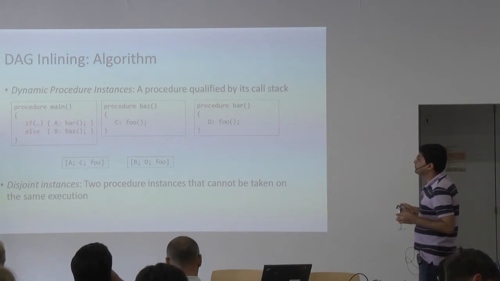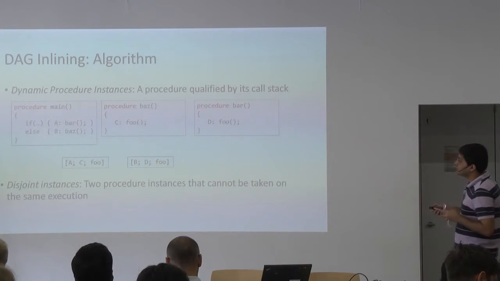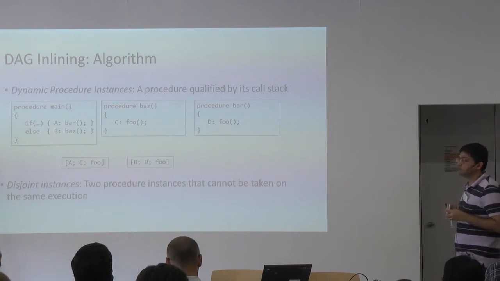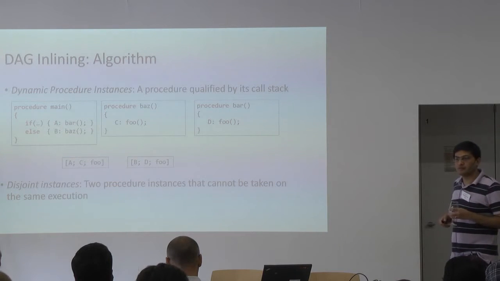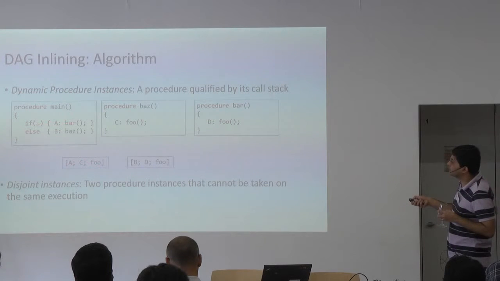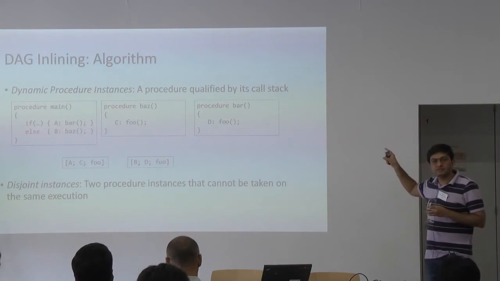By a dynamic procedure instance, I mean a procedure that is qualified by its call stack. So here I have three procedures: main, baz, bar, and main calls bar, bar calls foo, and so on. And so there are two dynamic instances of foo, depending on where it is called from. So it's foo qualified by the call stack, which is AC. So either I do this call and this call, or I do BD. So there are two instances of foo in this program.